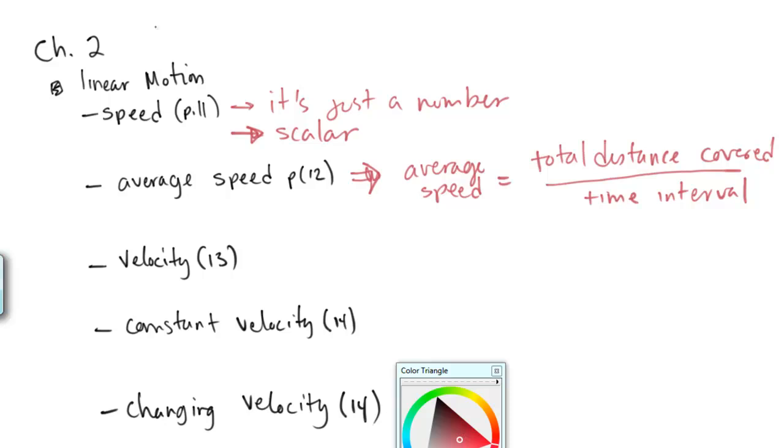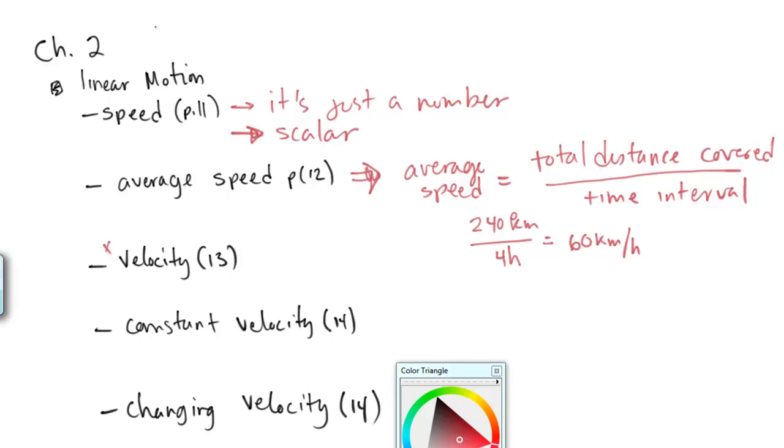They give you the distance, say 240 kilometers. They give you how long it took, say 4 hours. So if it's 240 kilometers, which is the total distance covered, and it took 4 hours, then the average speed would be 60 kilometers per hour. That's it. Nothing magical there.